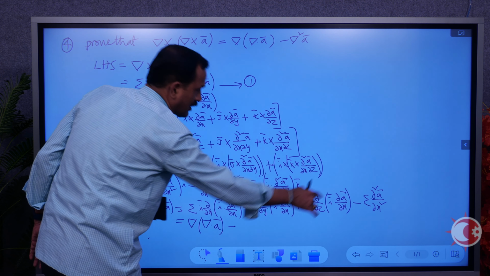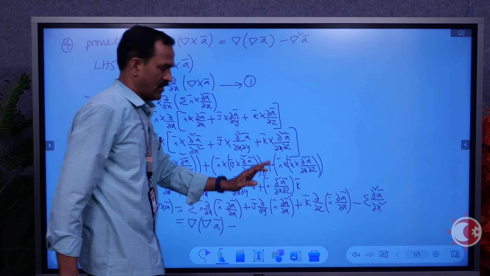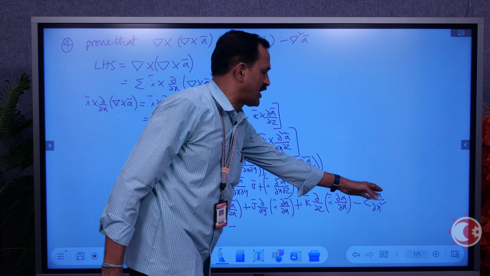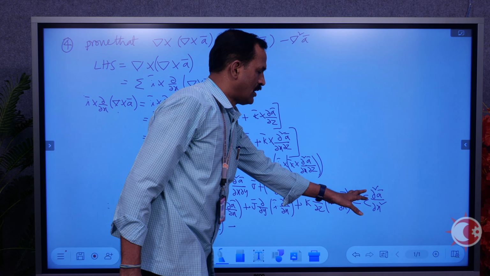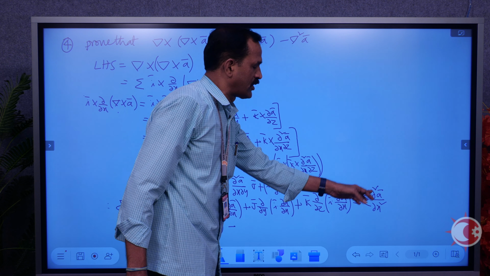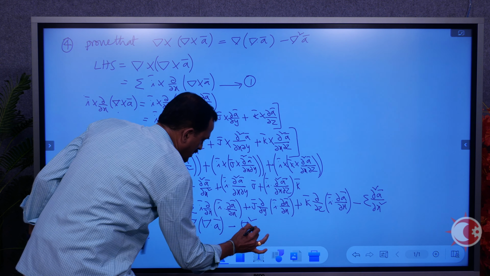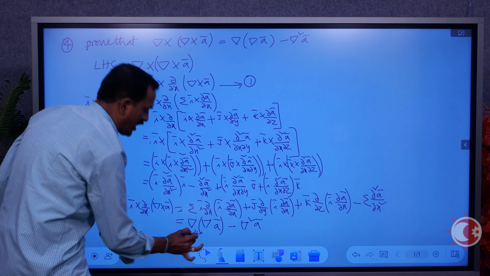Plus, and coming to that last term, here it is dou square a by dou x square. If we expand that sigma, dou square a by dou x square plus dou square a by dou y square plus dou square a by dou z square. Three terms we will get. So that is nothing but dou square by dou x square and dou square by dou y square, dou square by dou z square, nothing but del square. So that will be del square, and a square taken outside, that will be a square only. So this is your RHS. That only we have to prove.